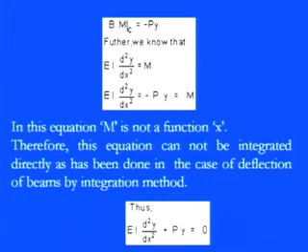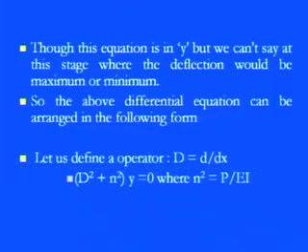So the direct integration method is not applicable in this case, and the deflection of the beam has to be found by a different path. As far as this equation is concerned, EI into d2y by dx square, which is in the x domain, plus Py equals 0, there is no direct integration possible. Though this equation is in y, we can say where the deflection would be maximum or minimum, because we never know how the forces will act on that particular part, and what the potential area is where the maximum or minimum deflection occurs.